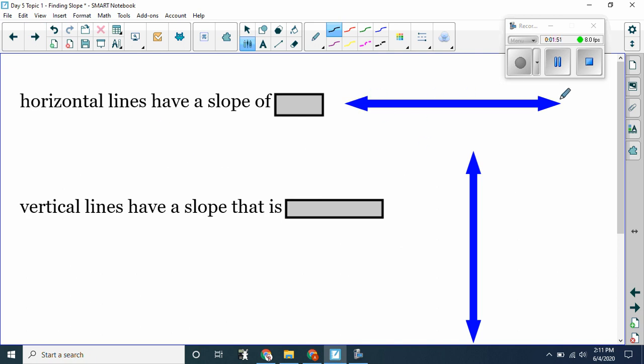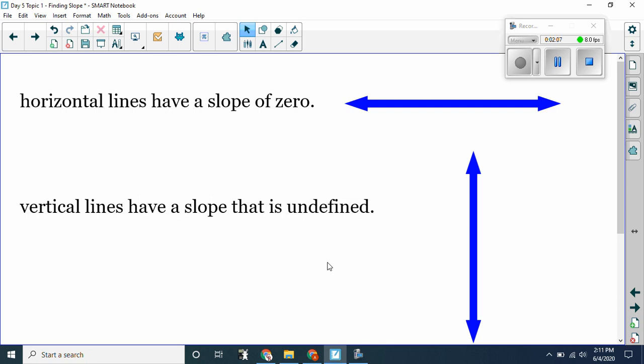Horizontal lines, if they go straight across, we say that they have a slope of 0. Horizontal lines have a slope of 0. And vertical lines, lines that go straight up and down, we say that their slope is undefined. They have an undefined slope.